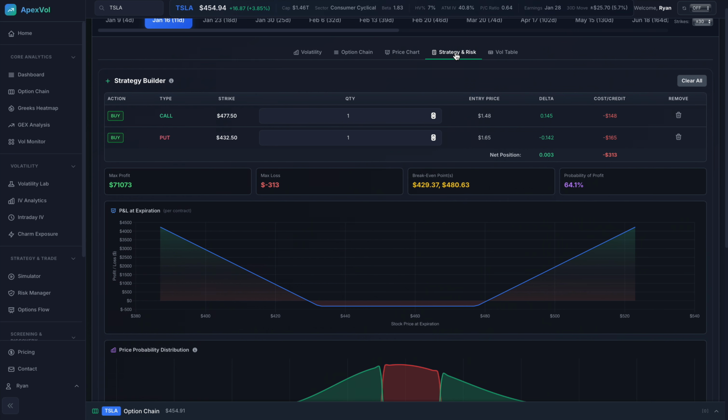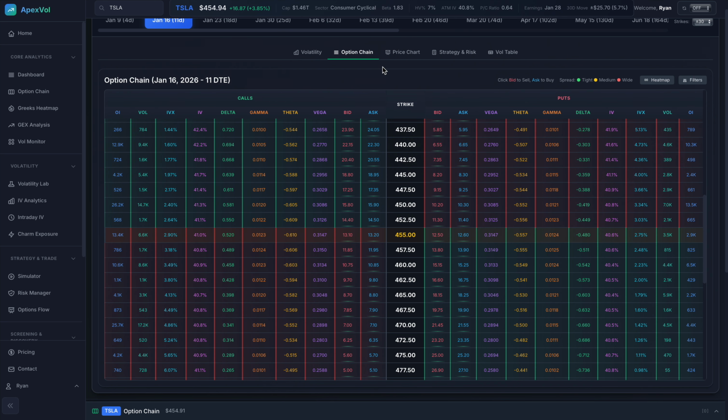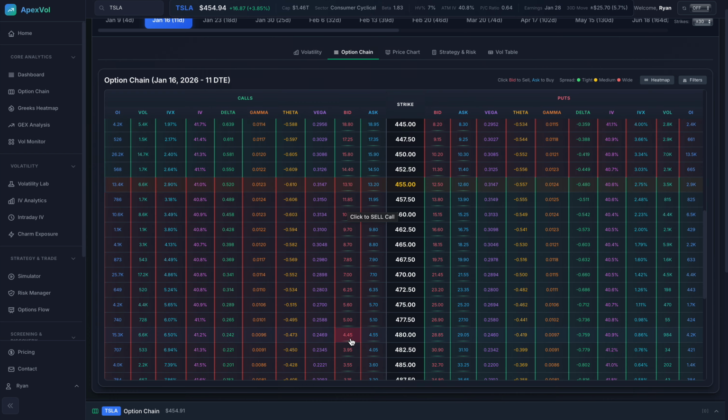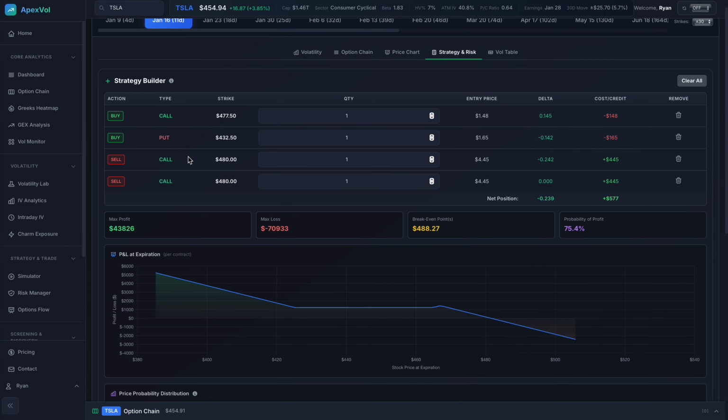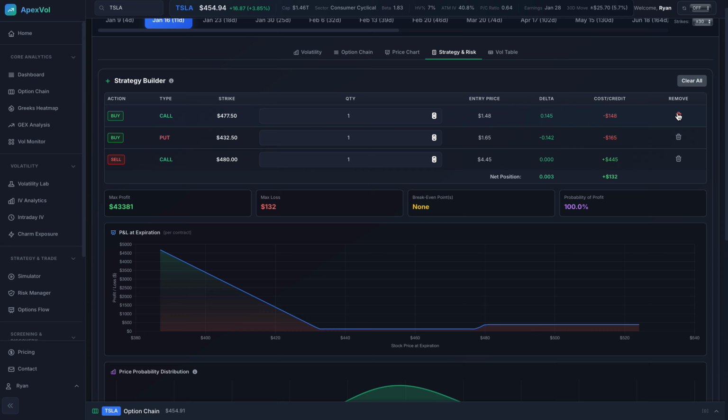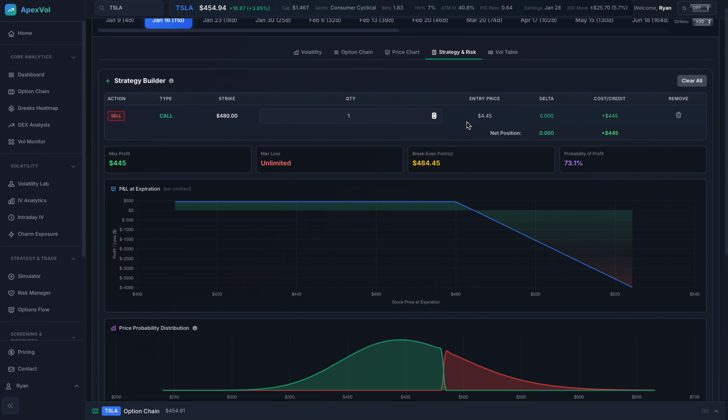We then have this strategy and risk page. Within this, you can click an option here. So we can click, we want to sell the, let's sell the 480 call. And this will populate here. So the 480 call, we need to remove these from where it was previously at. So we have the 480 call here that we've sold. The max profit is 445, obviously max loss is unlimited. And we have the break even there at 484.45 because we've sold the strike at 445.